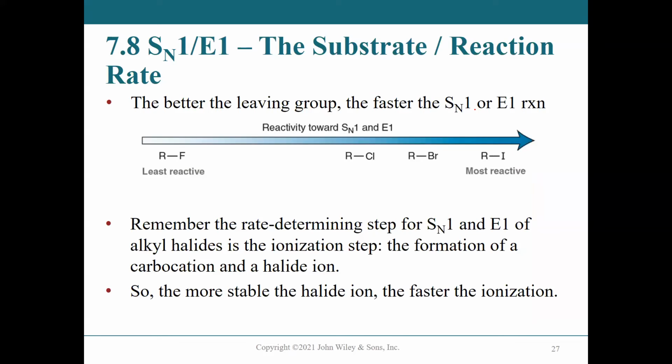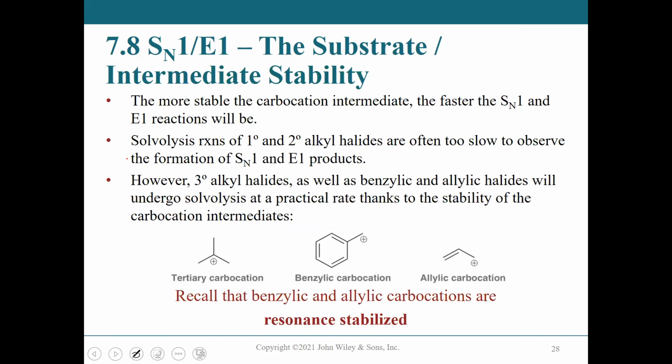A better leaving group is iodide. Iodide is a better leaving group than bromine, better than chlorine, better than fluorine. We said already that fluorine does not really participate in substitution reactions because it's a very bad leaving group, right? We already explained why: iodide is larger in size, so it's more polarizable. If it's more polarizable, it can exist by itself. So that's why it's a better leaving group.